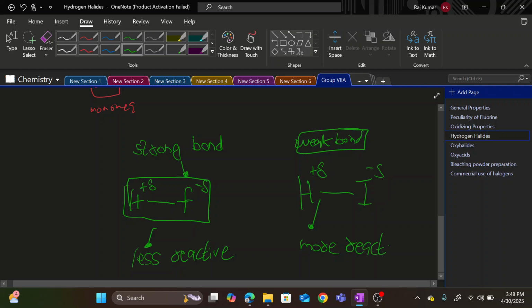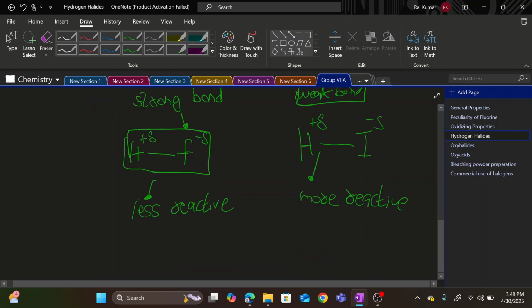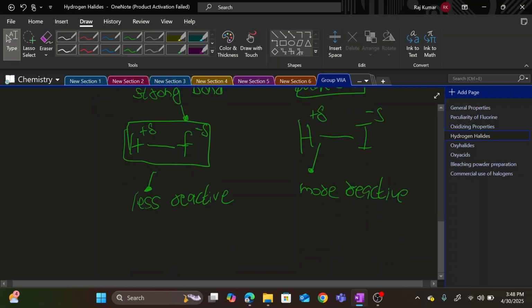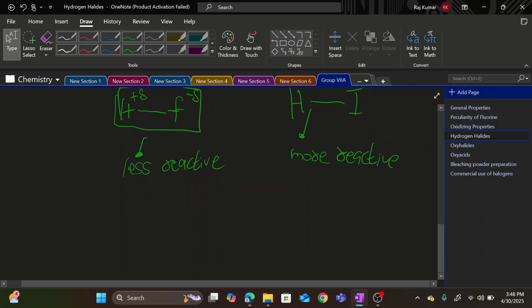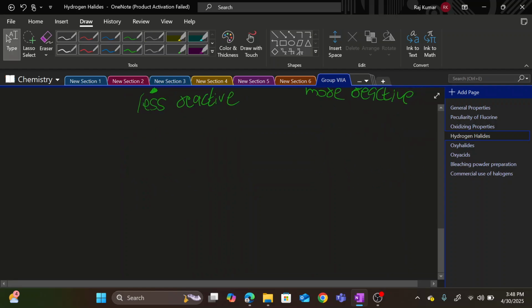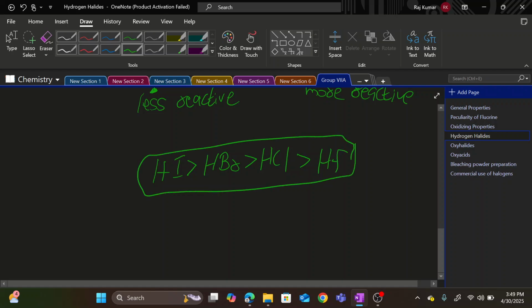Of course, we cannot consider reactivity as a whole, because reactivity can be defined in a lot of terms. In terms of giving away the hydrogen atom, hydrogen fluoride has less reactivity and hydrogen iodide has more reactivity. So in simple words, the order of strength would be hydrogen iodide, hydrogen bromide, hydrogen chloride, and hydrogen fluoride. This is a relative strength.